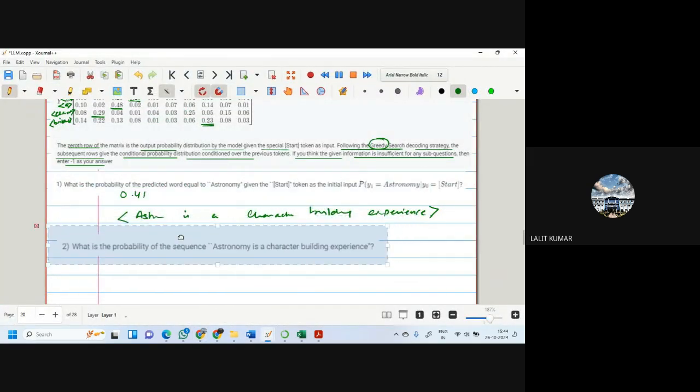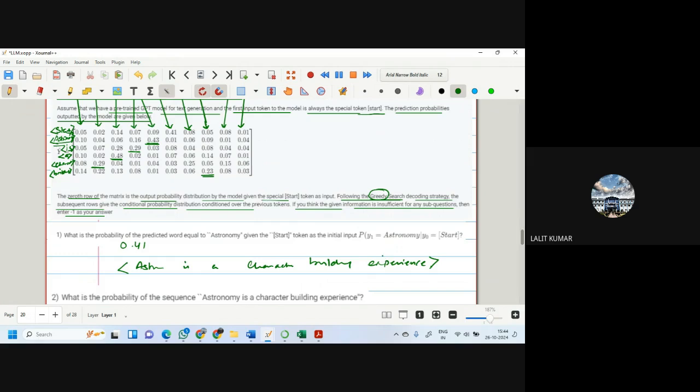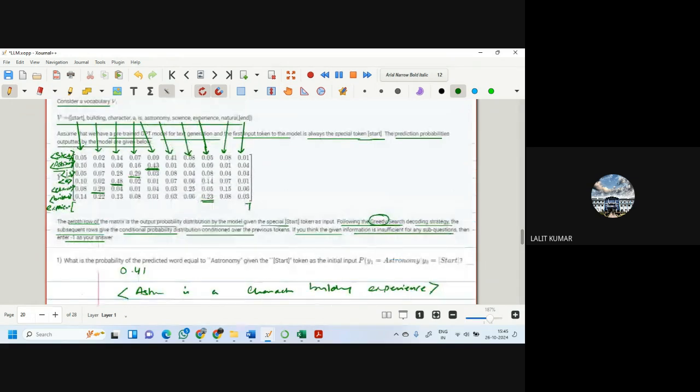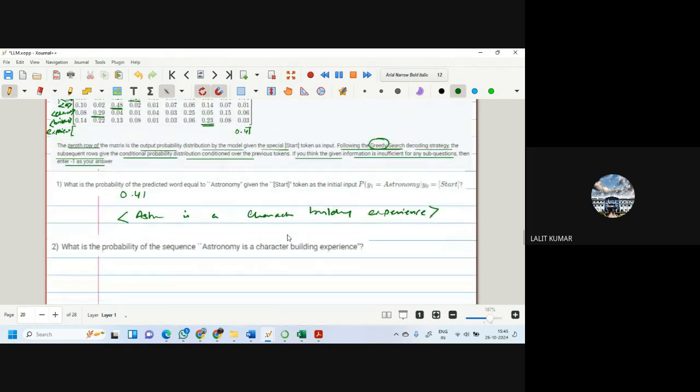Because after this, an AND token should have also come. After experience, it should have started with experience. And when you make the probabilities, then this AND's probability should have come highest, for example 0.4 and the rest all normal. But they have considered both.